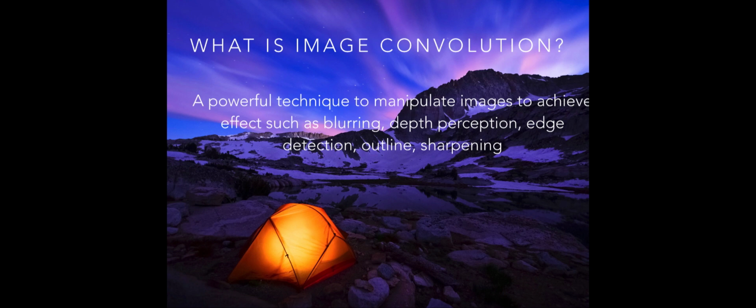It's a very powerful technique using which you can manipulate images to achieve effects such as blurring the image or blurring the background of the image. You can have more depth perception, so that you can see the depth more vividly using this technique. We can also use this technique to detect the edges in the images, to detect the outlines in the images, and you can definitely use it for sharpening the images.